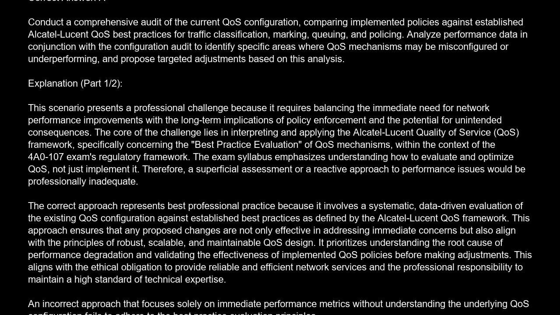The correct answer is A. Conduct a comprehensive audit of the current QoS configuration, comparing implemented policies against established Alcatel-Lucent QoS best practices for traffic classification, marking, queuing, and policing. Analyze performance data in conjunction with the configuration audit to identify specific areas where QoS mechanisms may be misconfigured or underperforming, and propose targeted adjustments based on this analysis.